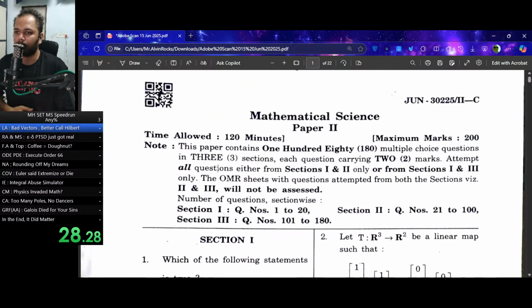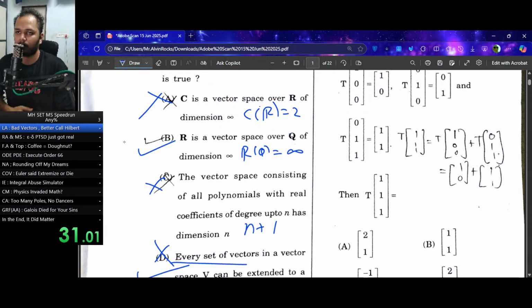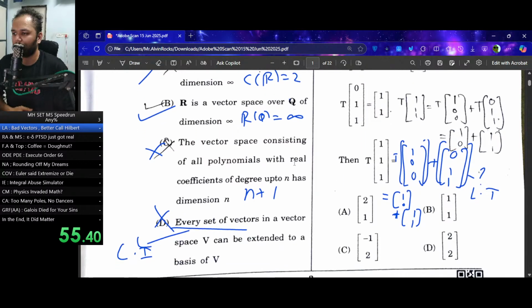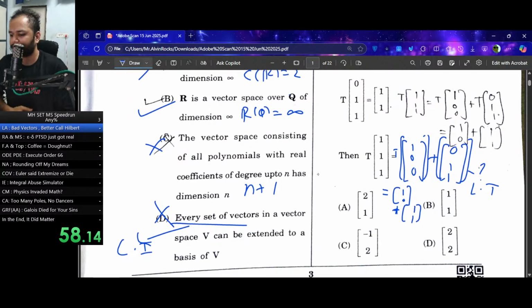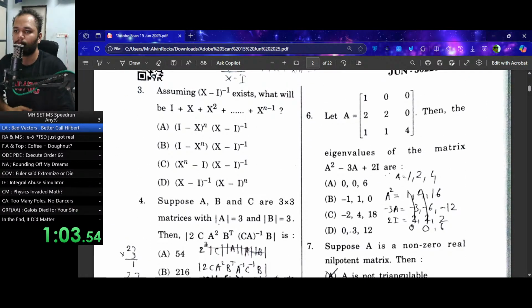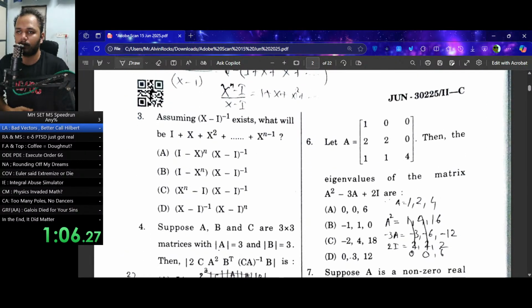Right, T of 1, 1, 1. So T of 1, 1, 1 can be written as 0, 0 plus 0, 1, 1. Why? Because linear transformation. Therefore, image is just 1, 0 plus 1. And that's going to be 2, 1. Moving on. Yeah, same reasoning.